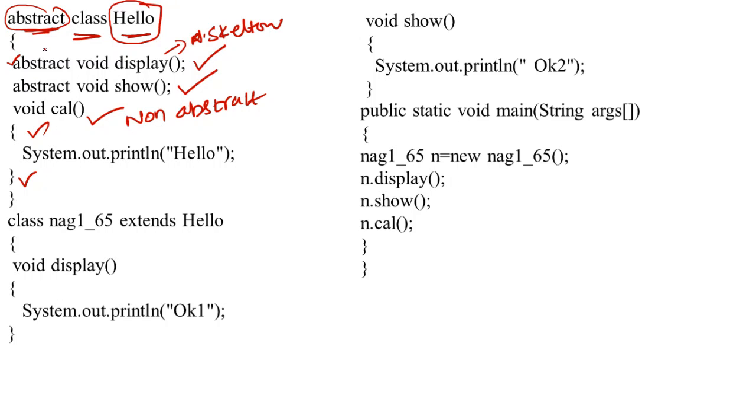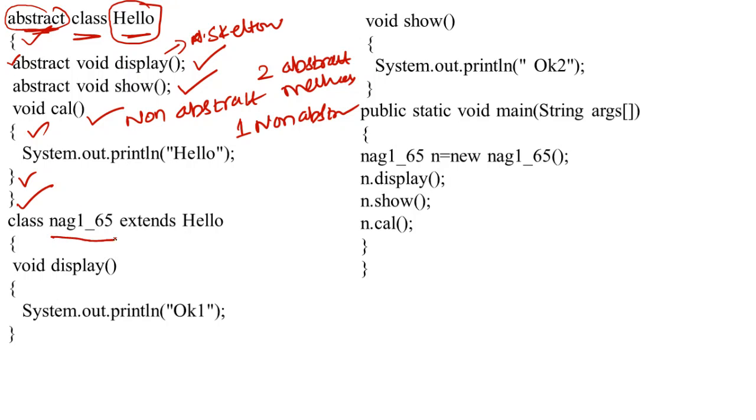This is the beginning of the class. This is the ending of the class. What is the description of this class? It has got two abstract methods, one non-abstract method, isn't it? Now, what am I doing?